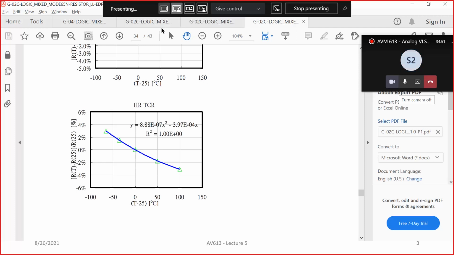All right. Now we'll move to capacitor. Yeah. Sir, once. No, sir, it's fine. Okay. Sorry. Now we'll move to capacitors.